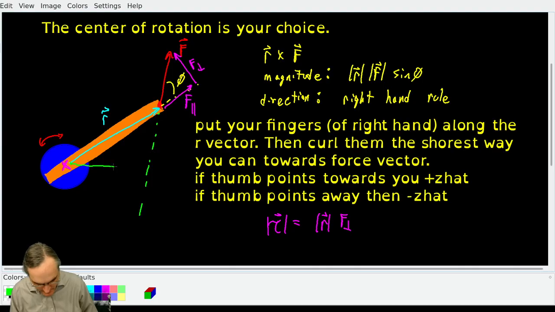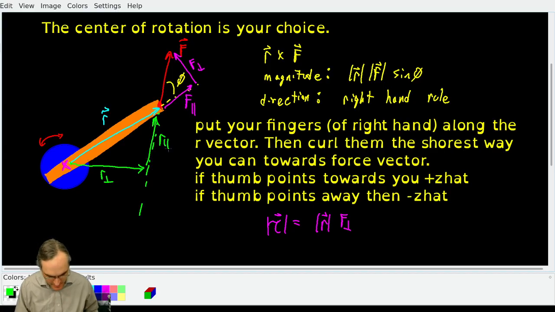There is yet another way we can think about it, as confusing as this is. We can also look at splitting up our r vector. We'll get a perpendicular component of r and a sort of parallel component of r. And you can also write the torque in terms of its size as the perpendicular component of the r vector times the entire magnitude of the force vector. All of these give us what we're going for.